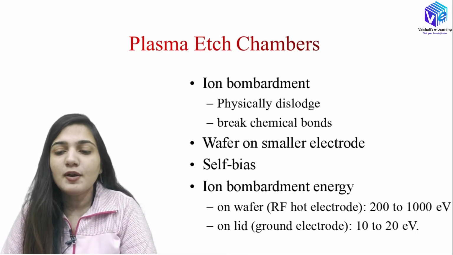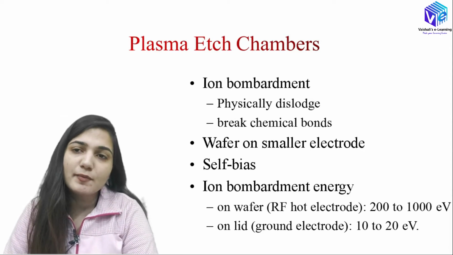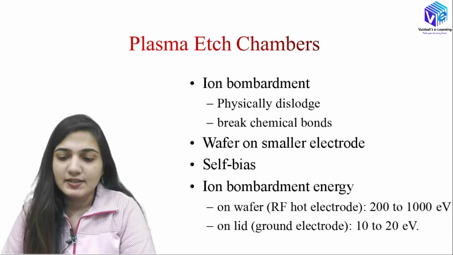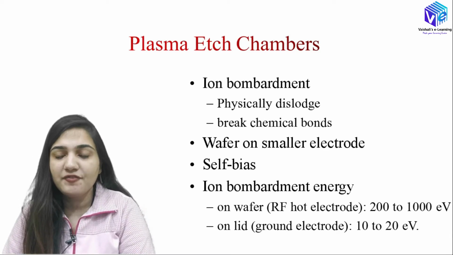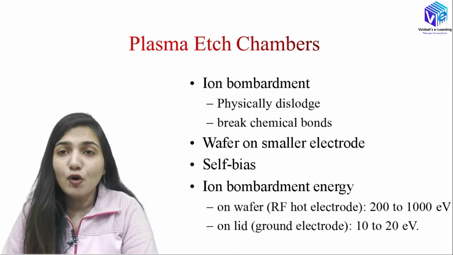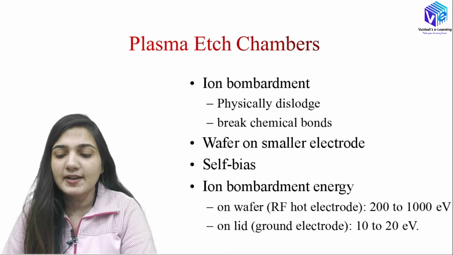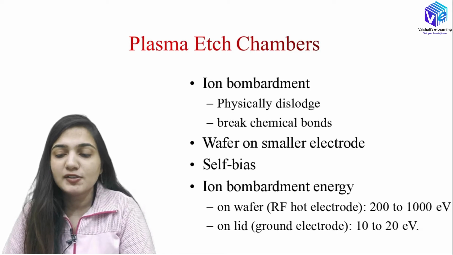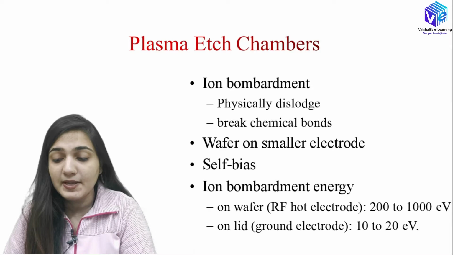Now the ion bombardment is the property of the plasma. We can generate the ion bombardment with the help of generation of the DC bias. So we will have the wafer placed on the smaller electrode so that we get more and more of the DC bias. More self bias and more DC bias will be there if I have smaller and smaller electrodes. So the ion bombardment energy will be high.